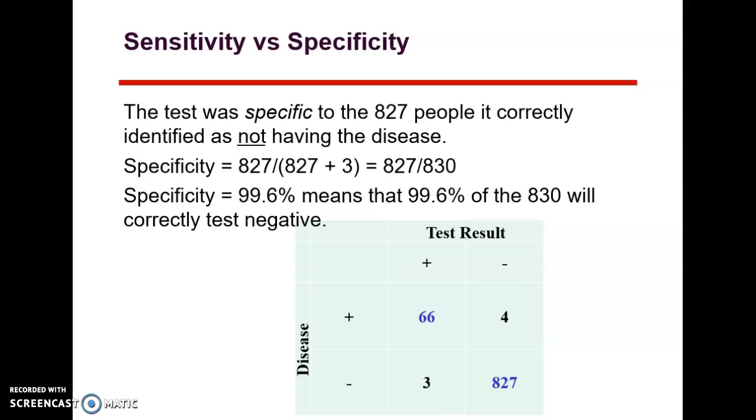Now, specific means in this case, it could specify that this many people did not have the disease and do it correctly. So out of 830, it's specified that 827 didn't have it. So it did an excellent job on this. Over 99% of the 830 tested, it said did not have the disease and was correct on that.